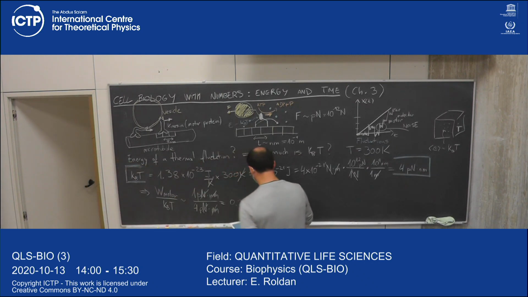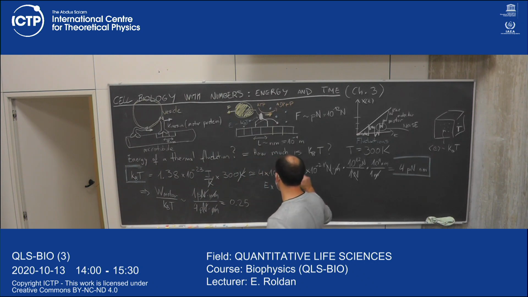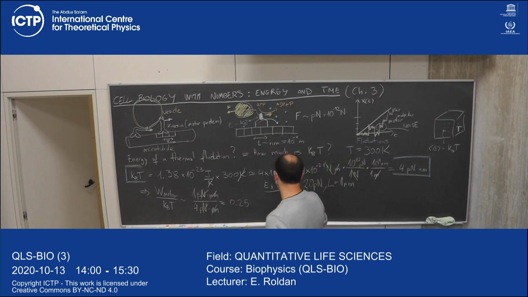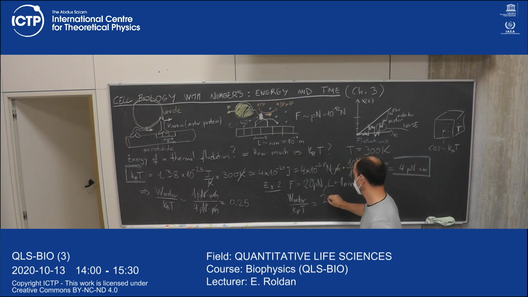But if you have another case, this is another example, example 2, in which the force, for example, we could say the force is 20 piconewtons, for example, and the length is 1 nanometer, then this example is different because the work of the motor in a step divided by kBT will be 20 piconewtons nanometers divided by 4 piconewtons nanometers. So this will be 5.